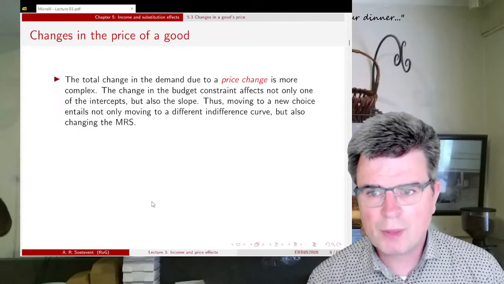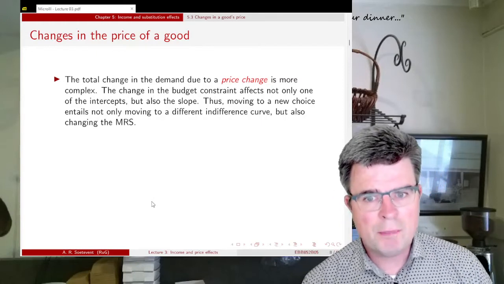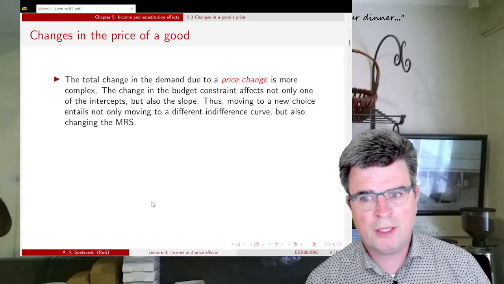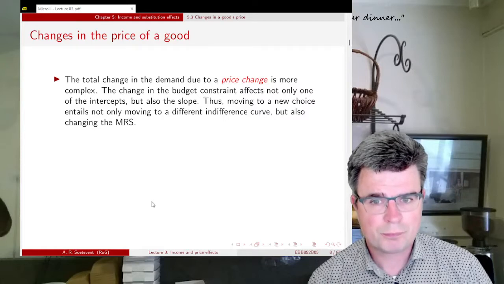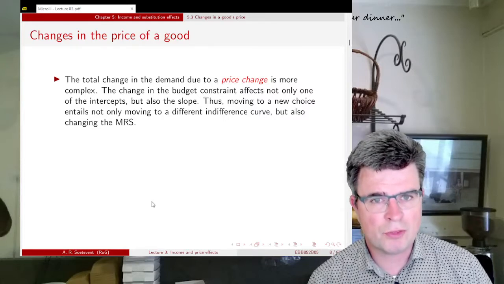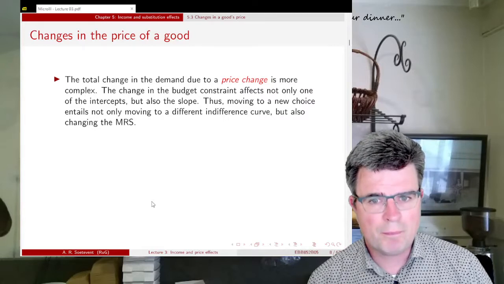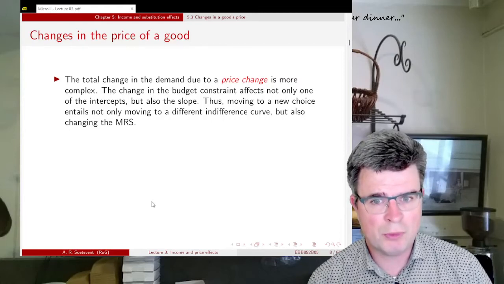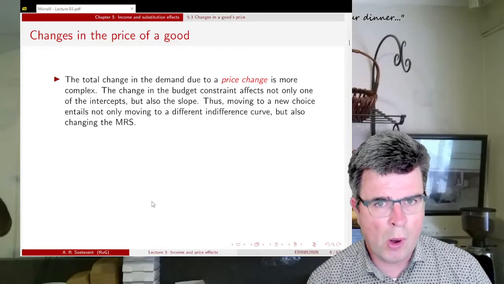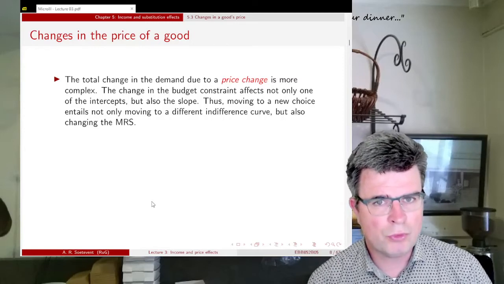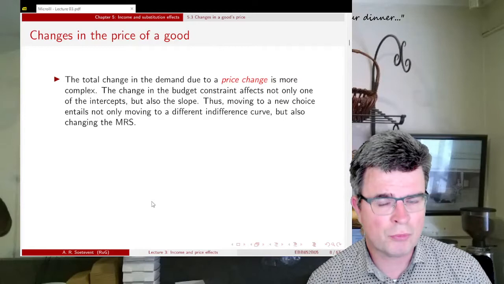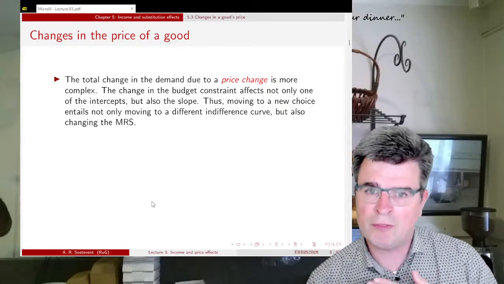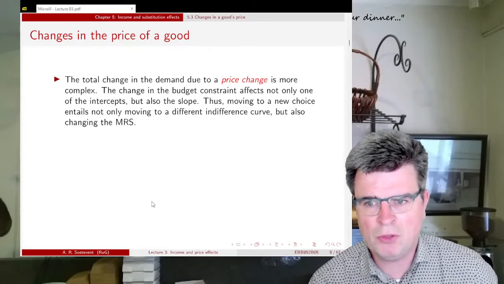Okay, so the total change in demand for a good due to a price change is more complex than if we only consider changes in income. If we change the price of a good, we get a change in the budget constraint, but we also get a change in the slope of the budget constraint. So if we move to a new optimal consumption bundle, we not only move to a different indifference curve, but in the new optimum we also have a different marginal rate of substitution than before. So we no longer have a parallel shift of the budget line.